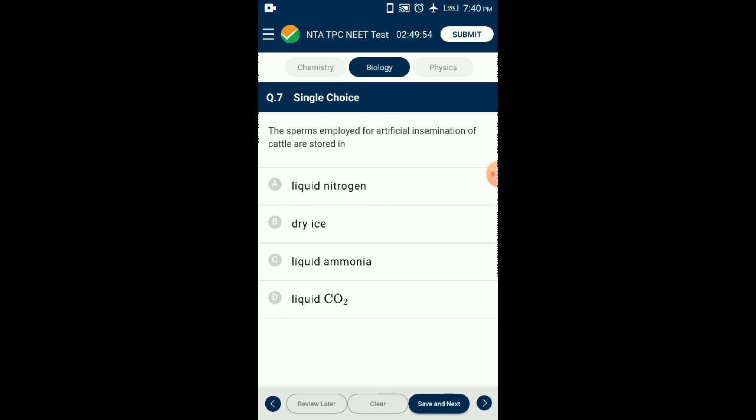Question number 7. The sperms employed for artificial insemination of cattle are stored in. Artificial insemination means the process of introduction of semen artificially into the reproductive tract of female cattle. It involves the collection of semen from a desirable healthy bull by stimulation and storage at minus 79 degrees Celsius to minus 196 degrees Celsius in liquid nitrogen. It is commonly called cryopreservation. So the answer for this question is option A, liquid nitrogen.